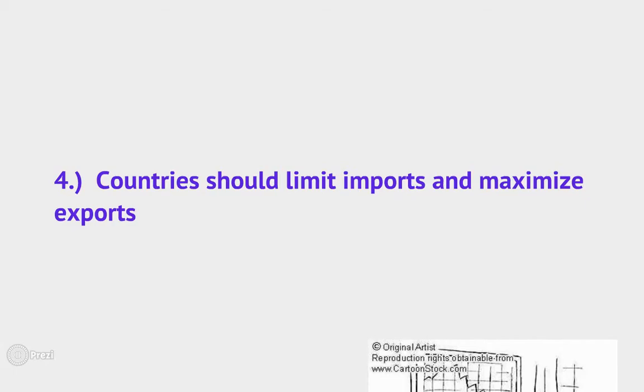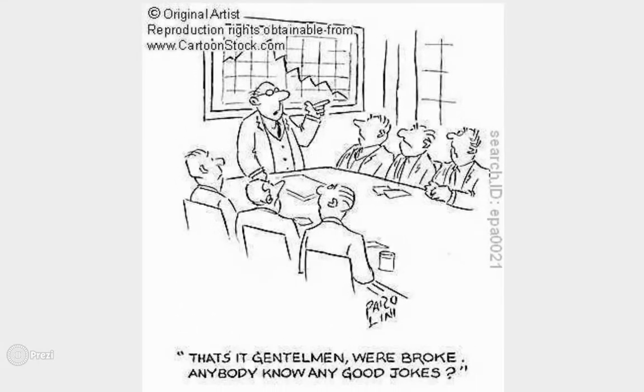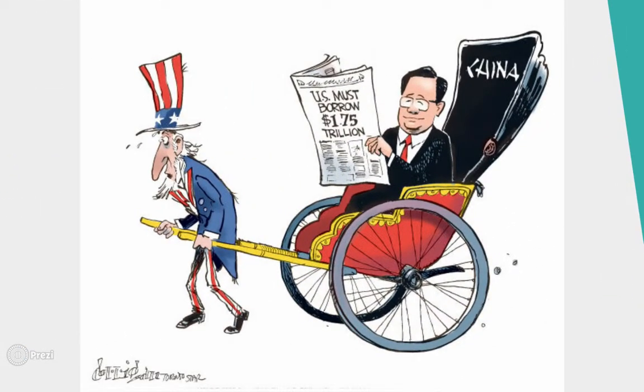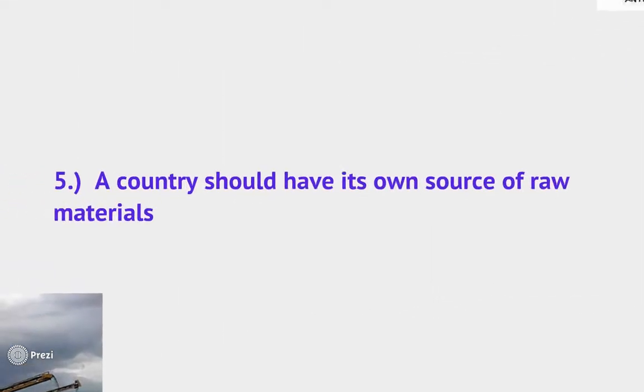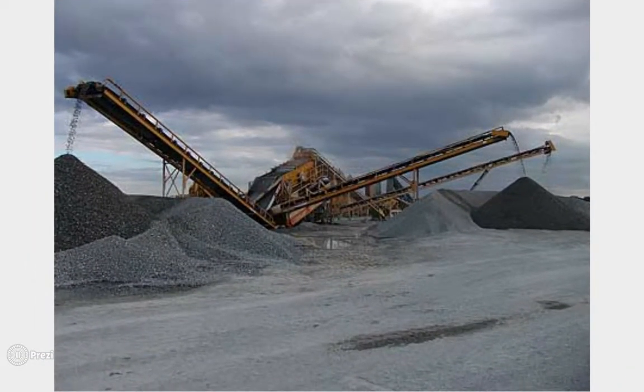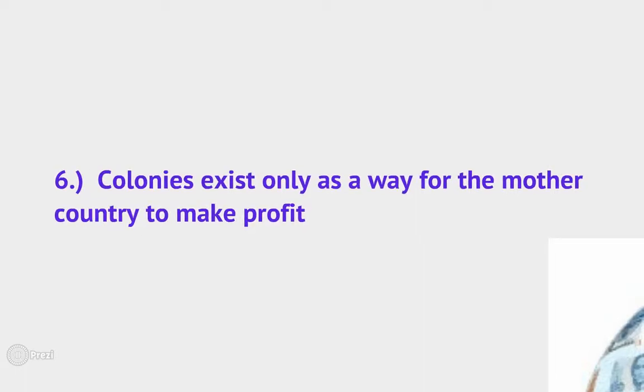Countries should limit imports and maximize exports, exporting goods that you create. I just compared that earlier for the United States and China. Also, a country should have its own source of raw materials, such as rocks, gravel, trees, things like that. Colonies exist only as a way for the mother country to make profit. So we have colonies to benefit the mother country. In this case, the American colonies were set up to help Britain.